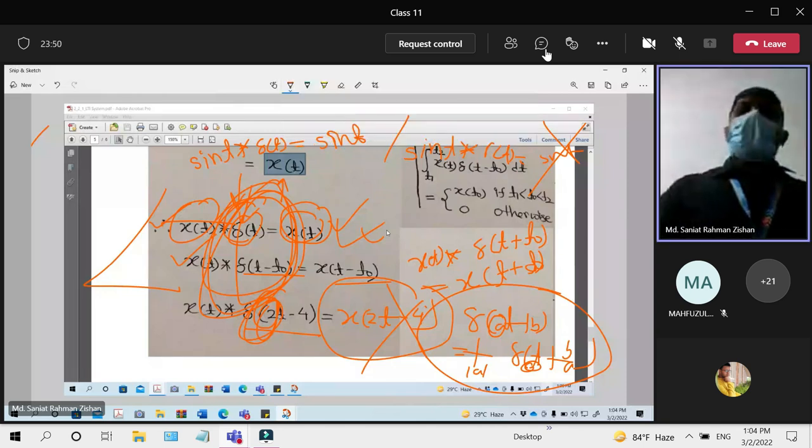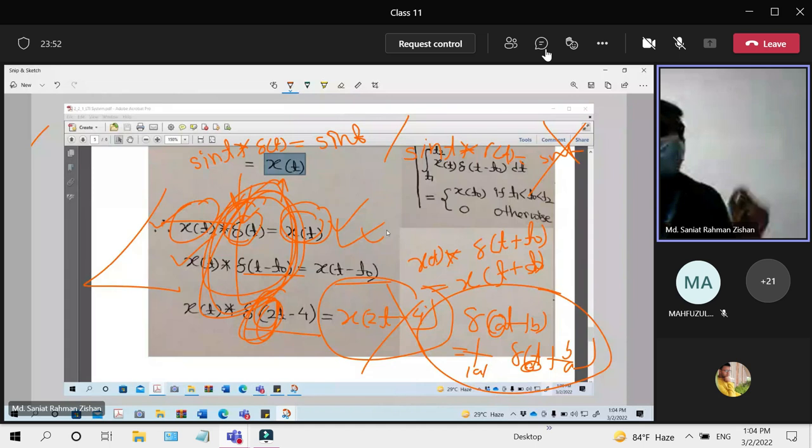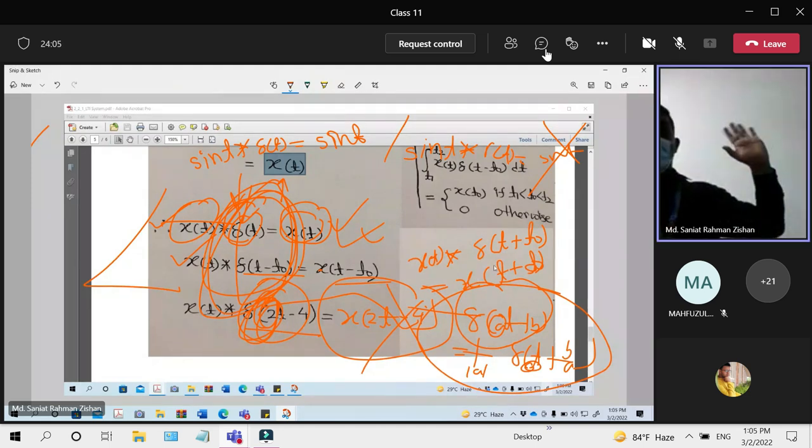Okay, I'll be showing you. But for the time being, we need to understand that for the last one, we cannot apply this property directly because of these two. We need to do something, that is to apply this delta(at plus b) property, and then we will be doing something. Let's go one by one.